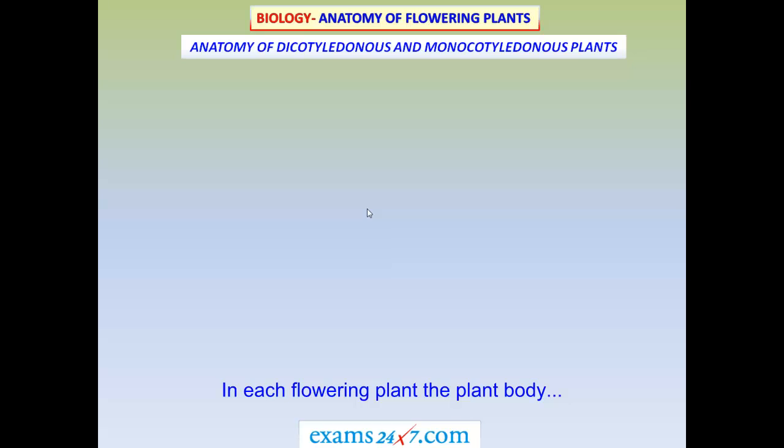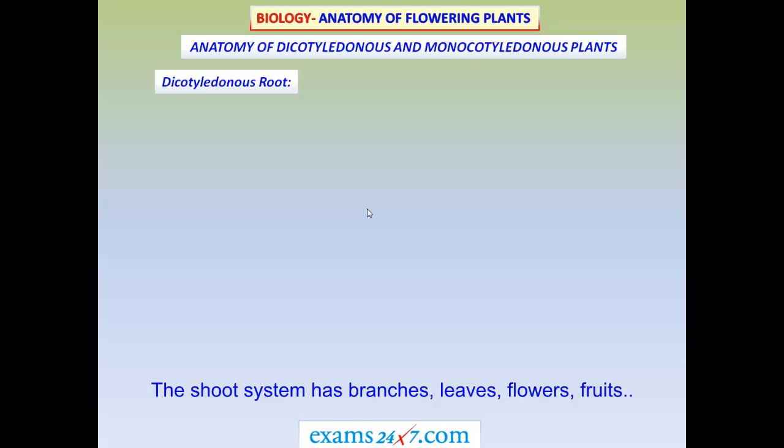In each flowering plant, the plant body can be broadly studied by taking into consideration that part of the plant below the ground and that part above the soil level. As you all know, the part of the plant which grows below the soil constitutes the root system, whereas that part of the plant visible above the soil is called the shoot system. The shoot system has branches, leaves, flowers, fruits.